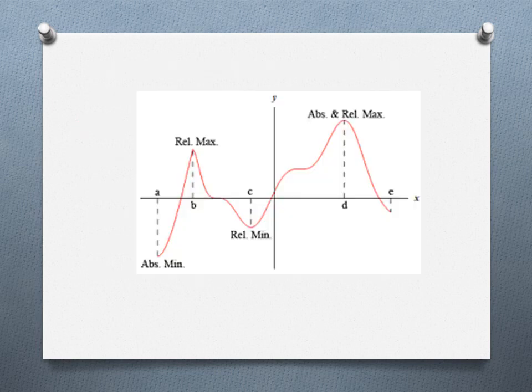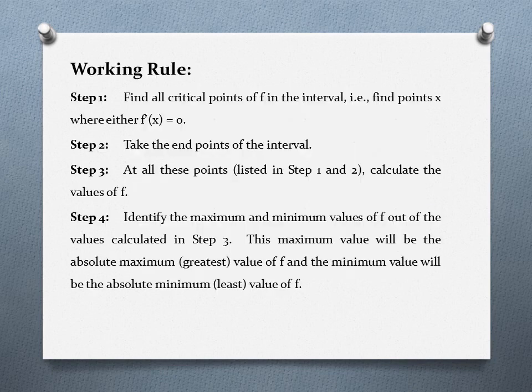Actually, the diagram shows that absolute maximum is nothing but the maximum among all maximum, which is called absolute maximum. Minimum among all minimum is called absolute minimum. Now we are going to see the working rule of absolute maximum and absolute minimum.